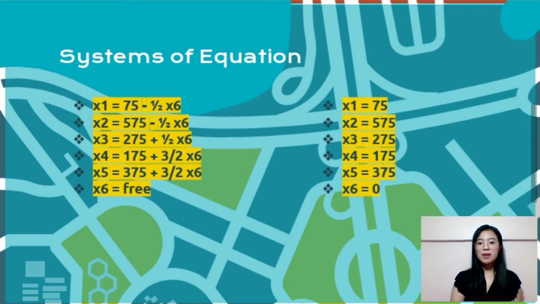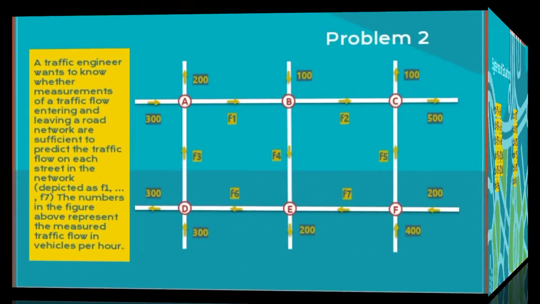In the RREF method, we assume that the value of x6 is 0, that is why we can get the values of x1 to x6. x1 is 75, x2 is 575, x3 is 275, x4 is 175, x5 is 375, and x6 is 0 vehicles per hour. Problem number 2.